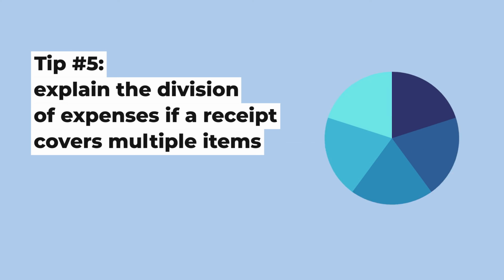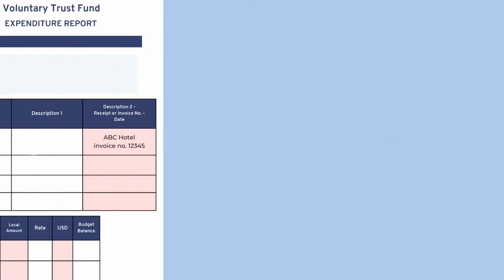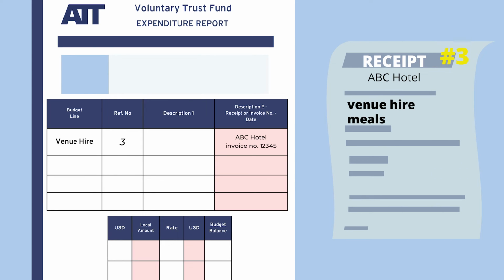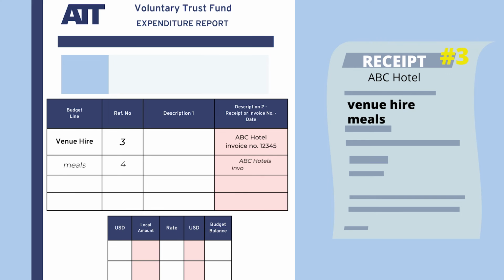Point 5. Explain cost distributions when a receipt covers several budget items. So for example, if the invoice for the ABC Hotel covers venue hire and meals for a workshop, list the invoice in both budget lines and indicate how much of the invoice was for venue hire and how much was for meals.